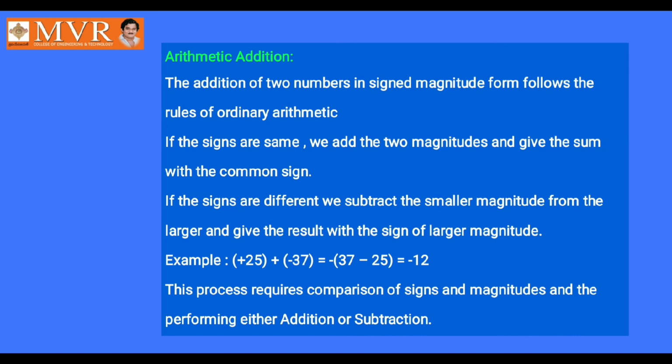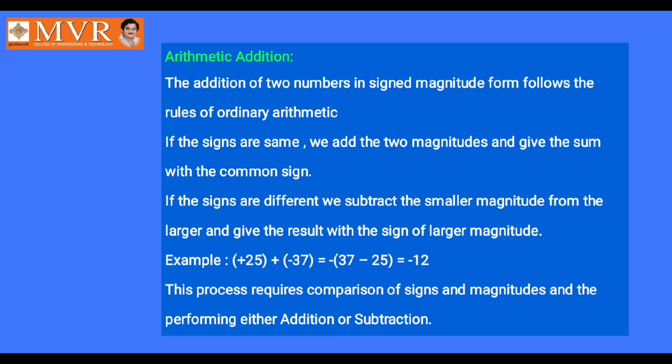arithmetic addition is performed by using this concept again. The addition of two numbers in sign magnitude form follows the rules of ordinary arithmetic. Simple. However you have been performing arithmetic till now, the same format you can follow for arithmetic addition. If the signs are the same, we add the two magnitudes and give the sum with the common sign. So plus plus, the result value is also plus. But if the two numbers are minus minus, add the two magnitudes, the result will be minus.